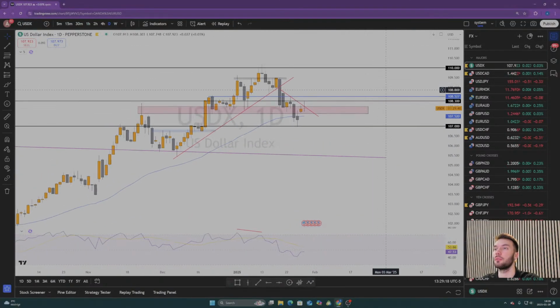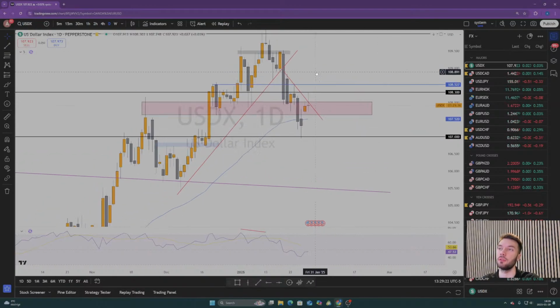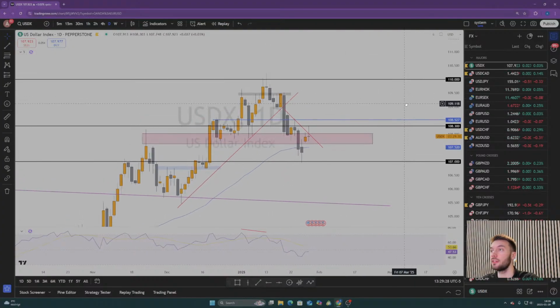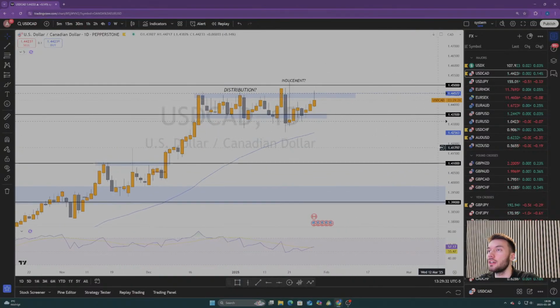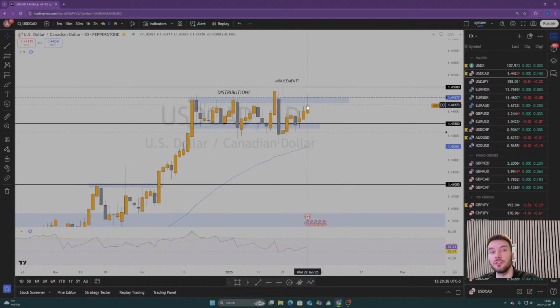For example, in the dollar, look at this. This is exactly what I want to see. I want to see price rejecting this resistance level trend line. All right, that's what I want to see. USD CAD, yeah, we like this so far.